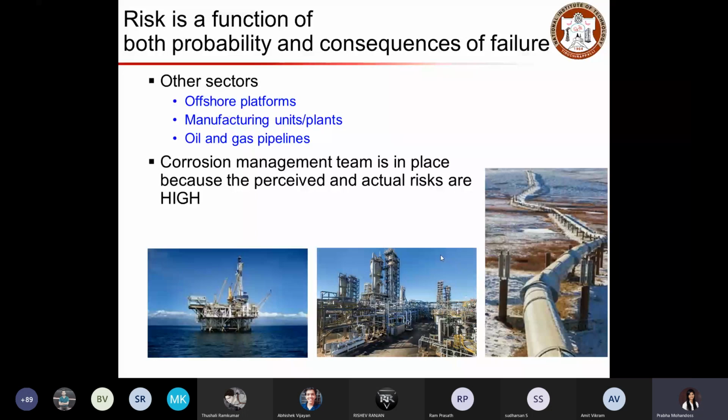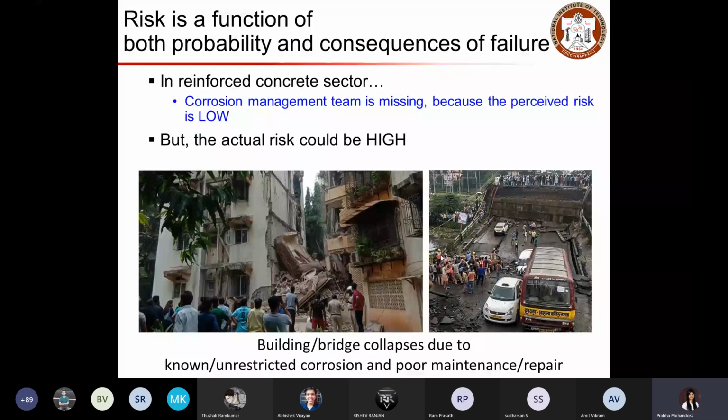If something goes wrong, then the failure will be a disaster which affects a lot of lives as well as the environment. So the corrosion management team is in place because the perceived and actual risk here are higher compared to a commercial or residential building. Sectors like this involve a huge risk, and the consequence of failure will also be higher. All right.